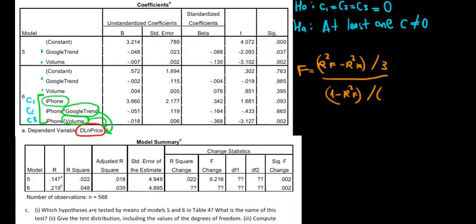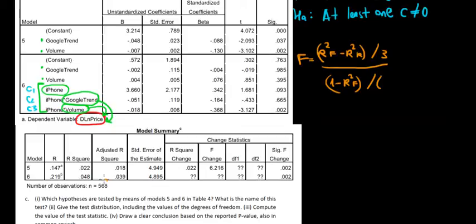Let's have a look at the number of observations. The number of observations is 568, minus the number of parameters in the full model, which is the independent variables in the full model: 1, 2, 3, 4, 5. And by the way, the explanatory variables exclude the constant. We're not including the constant in the parameters, so keep that in mind. So minus 5, minus 1.